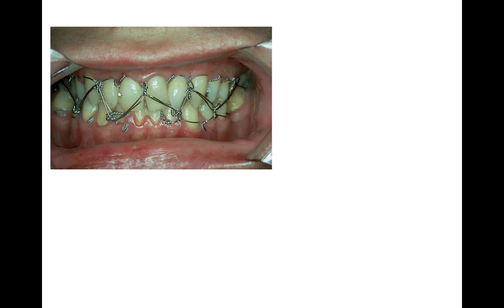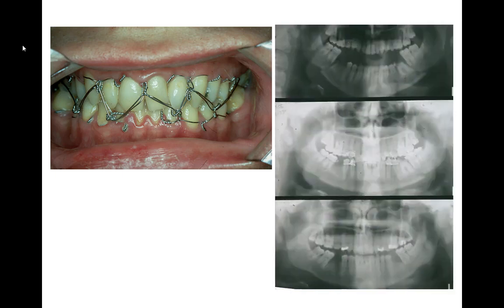This is interdental eyelet wiring. These small eyelets can be used to fix both upper and lower arch together. This is called intermaxillary fixation, with both upper and lower arch in a reduced position. We usually keep this intermaxillary fixation for 4 to 6 weeks.